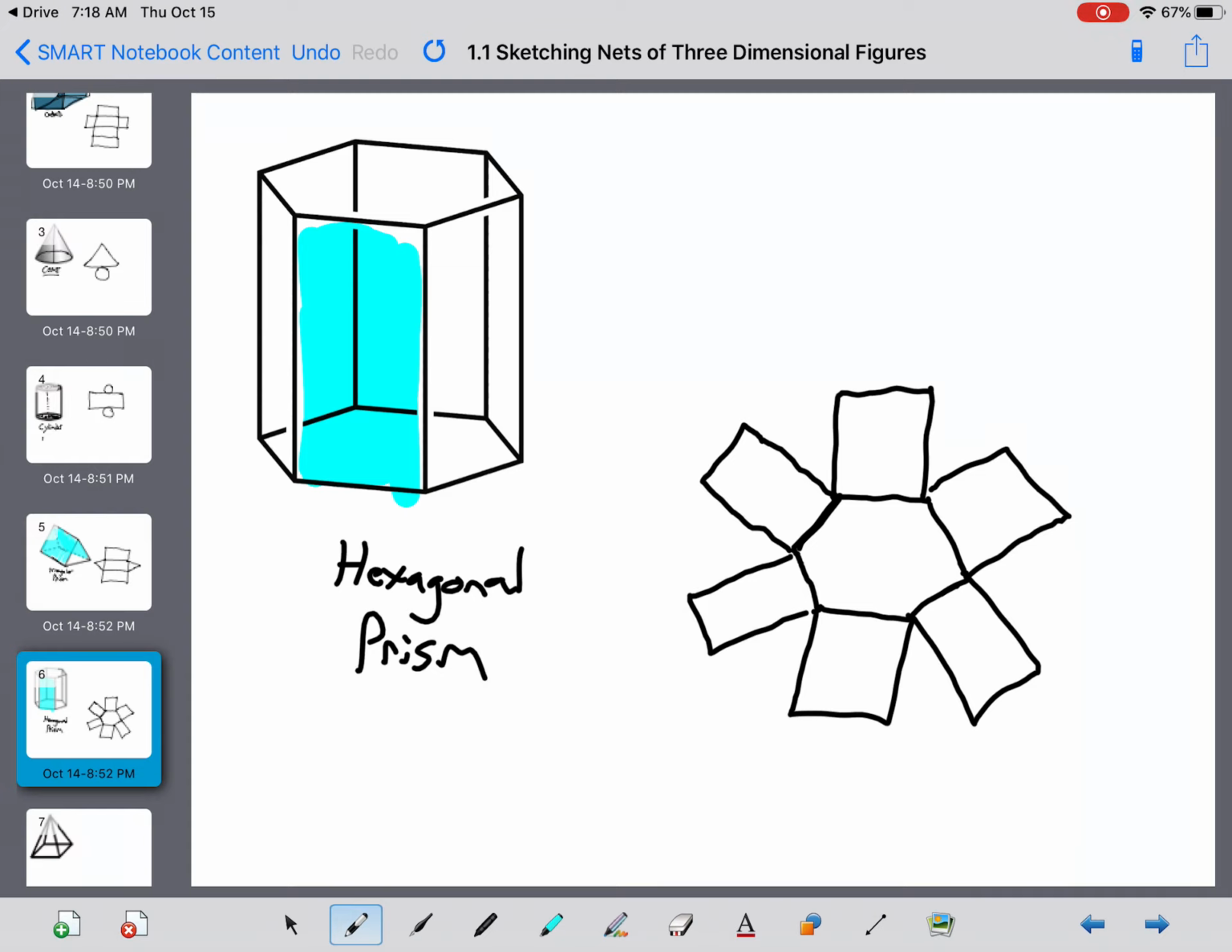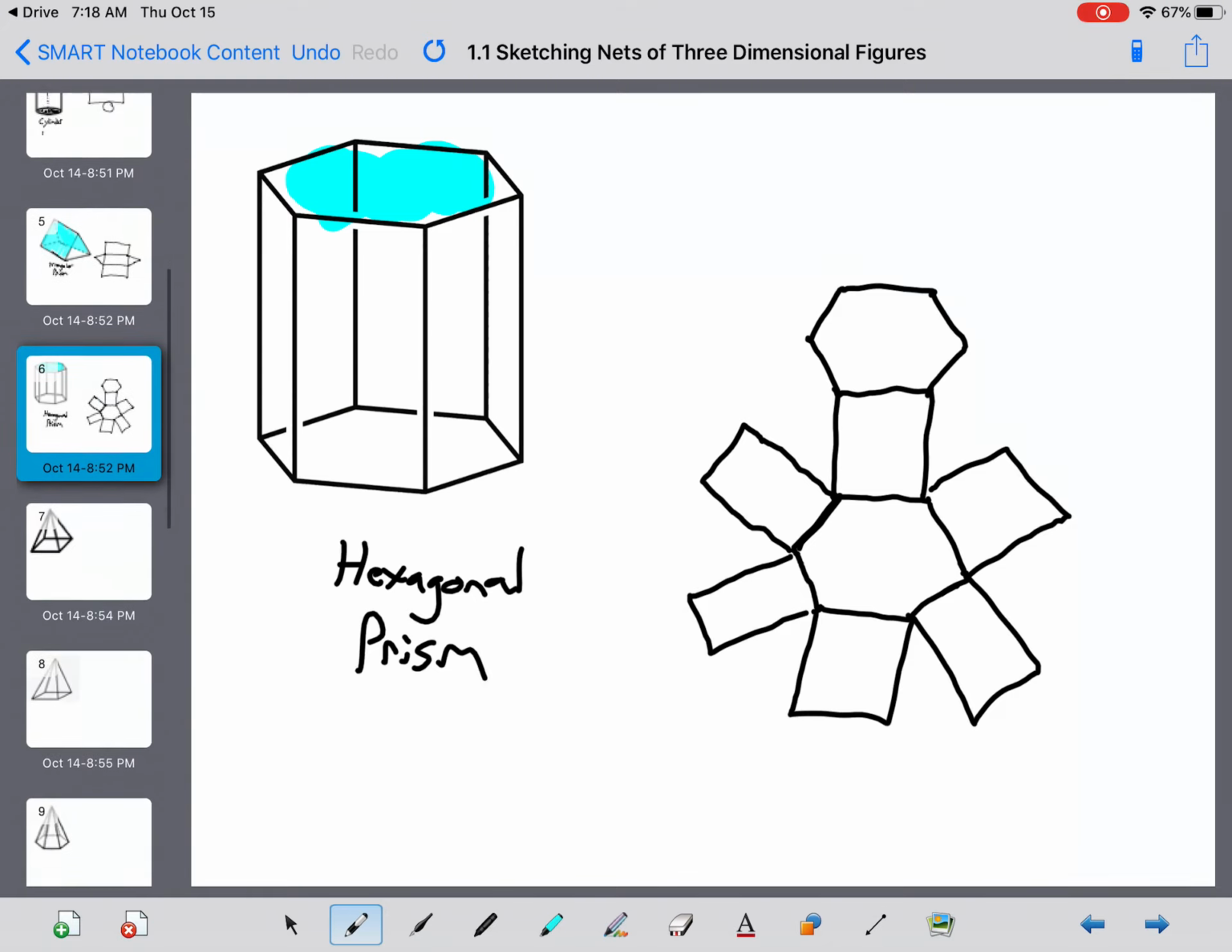And then you need to attach your hexagon that's on top, because we only have drawn the base, the one on the bottom. We still need to put this one in. So attach that to any of the rectangles. And there's your hexagonal prism.